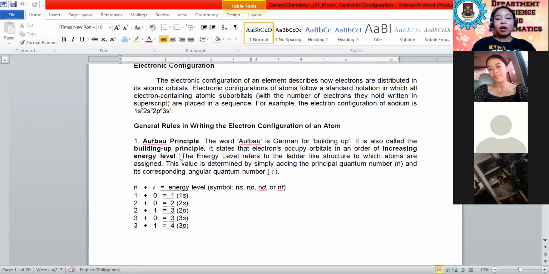First, we have the Aufbau principle. The word Aufbau is German for building up. It is also called the building up principle. It states that electrons occupy orbitals in an order of increasing energy level. So first is to occupy the energy level.